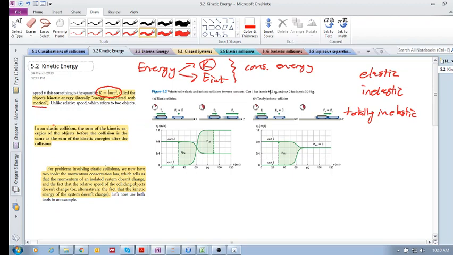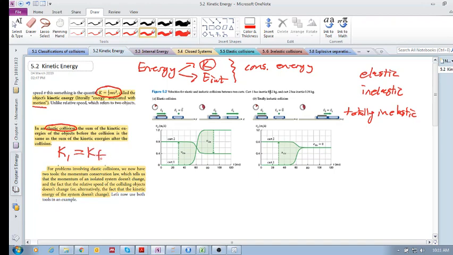Okay? But now let us focus first on elastic collisions. And it says here, in an elastic collision, the sum of the kinetic energies of the objects before the collision is the same as the sum of the energies after the collision. So what we're saying here is that in an elastic collision, K initial equals K final.